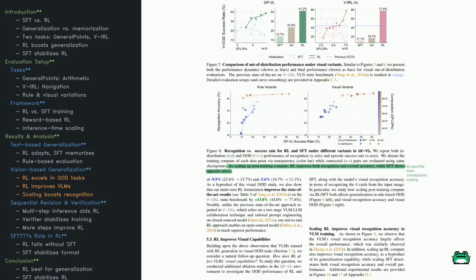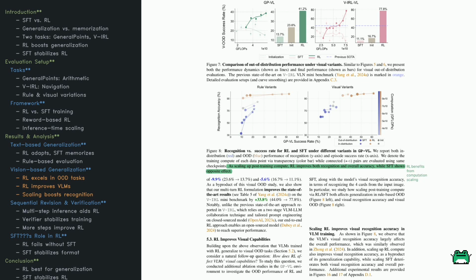The bar charts reinforce this. RL reaches 41.2% success in GPVL and 77.8% in VIRL-VL, whereas SFT lags far behind. This proves that RL adapts to new visual conditions, while SFT memorizes its training data and fails when tested on something new. Figure 8 digs deeper into recognition accuracy versus success rate.